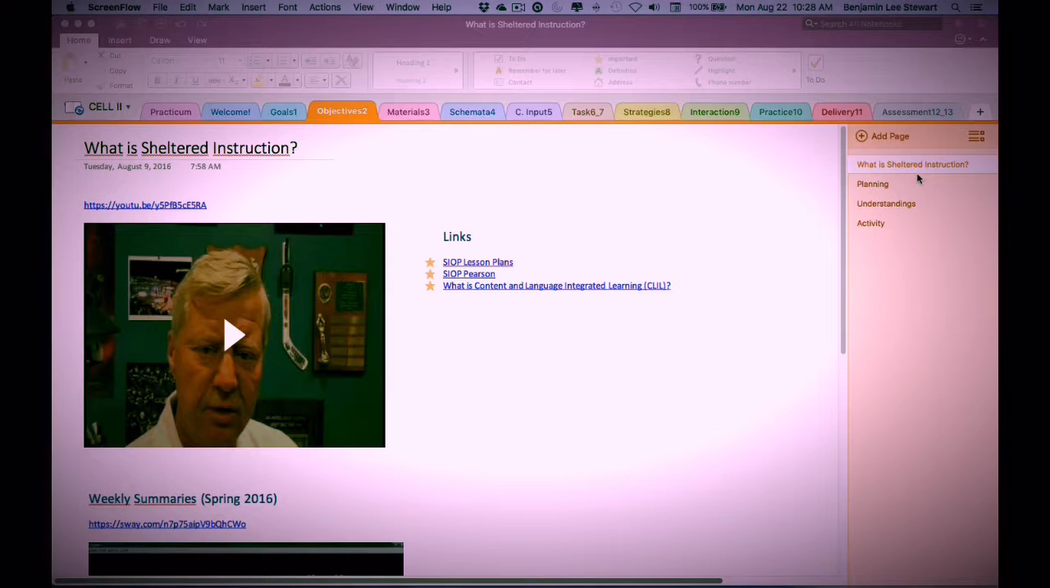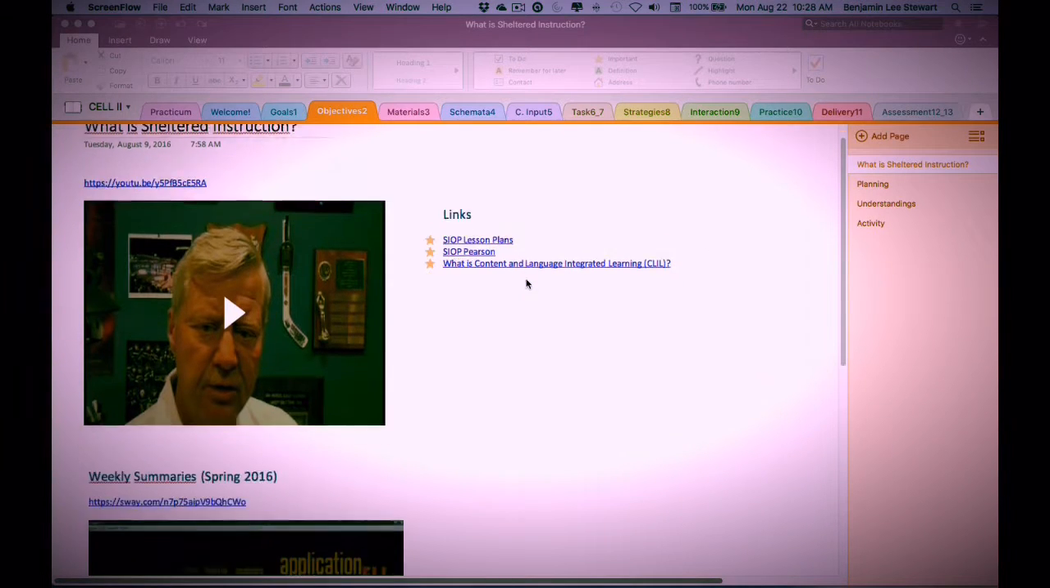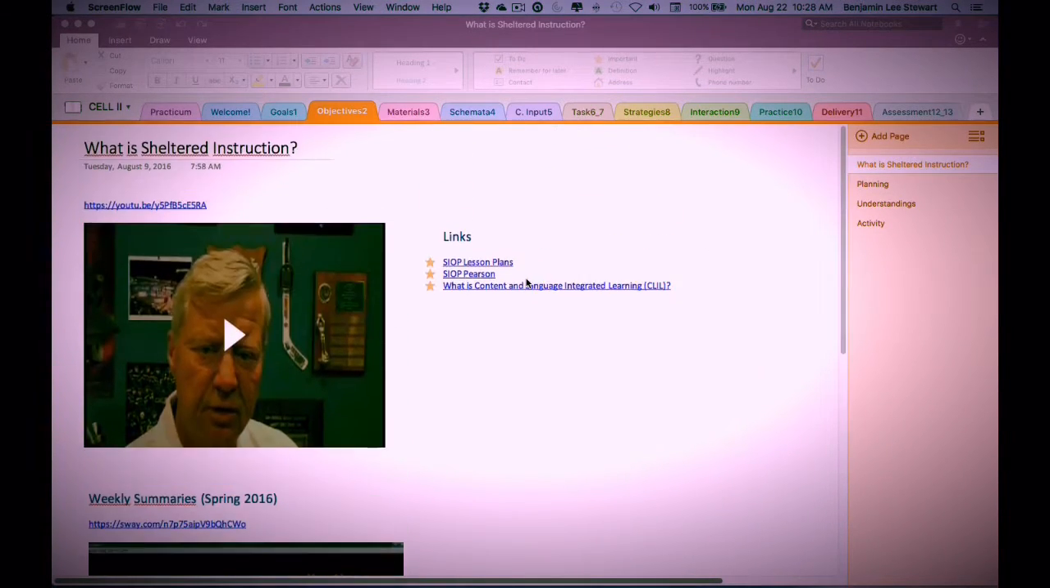The first page, What is Sheltered Instruction, is basically just an overview of some of the concepts that we talked about last course. And so I just included this information for you to take a look at your leisure, if you want to kind of recap some of the things that we talked about.